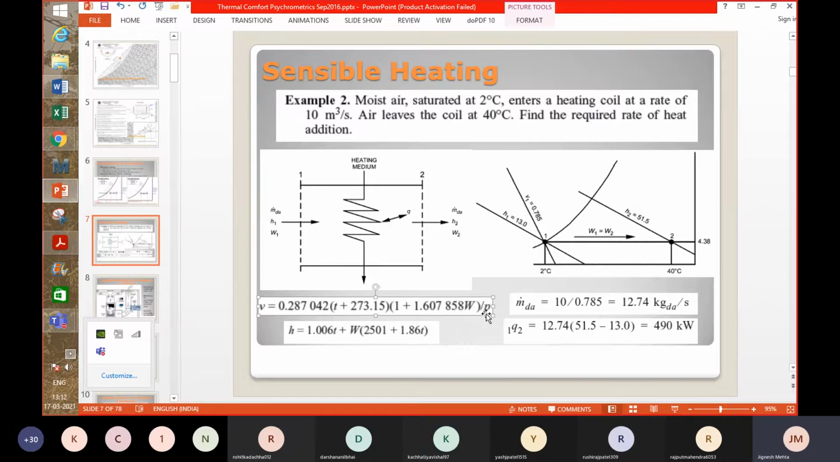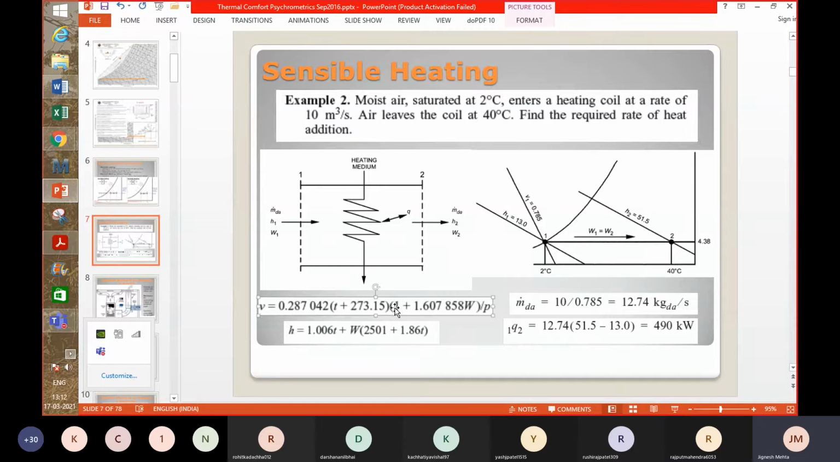Okay. Yeah, so put those numbers in and get the specific volume. At 2 degrees Celsius, this air enters a heating coil at a rate of 10 meter cube per second, right? So the way things are given, it seems that the volume flow rate is measured before the heating coil, 10 meter cube per second. So you should take the specific volume at point 1, right?